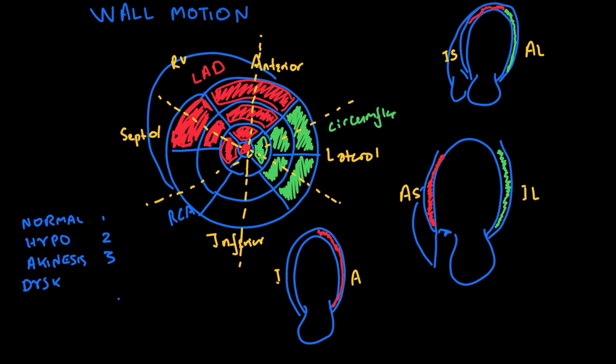Dyskinesis, meaning it's moving the wrong way, gets a score of 4. And aneurysmal gets a score of 5.